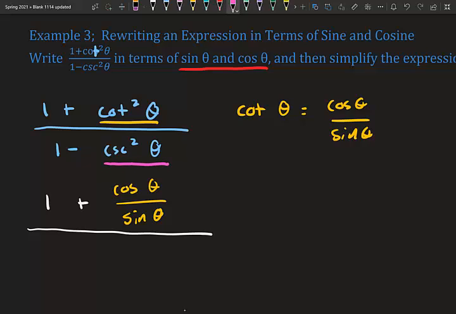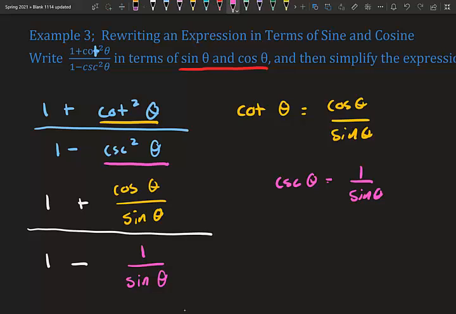So we can switch cosecant, right? We know what cosecant theta is. That's 1 over sine. So we can just switch that to 1 over sine. So we have 1 minus 1 over sine theta. So you see how we only have cosine and sine now? Awesome, right? We still have to simplify though.